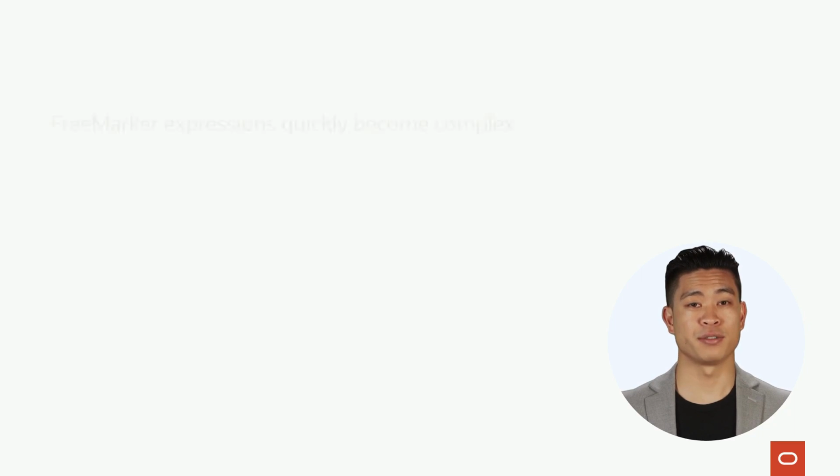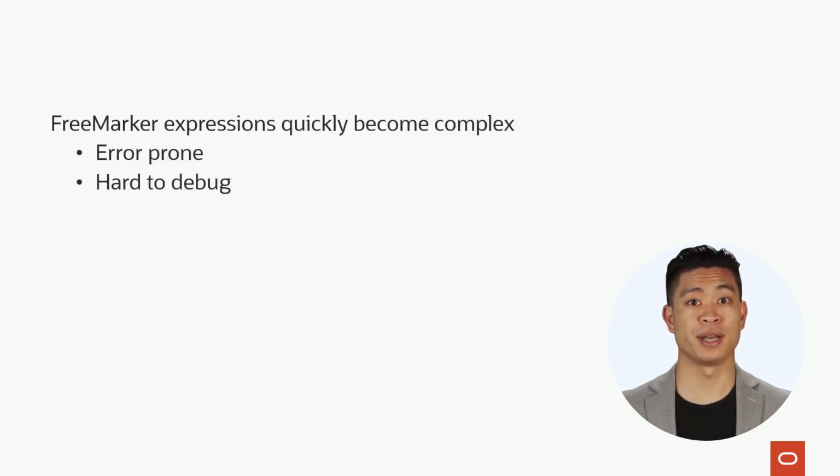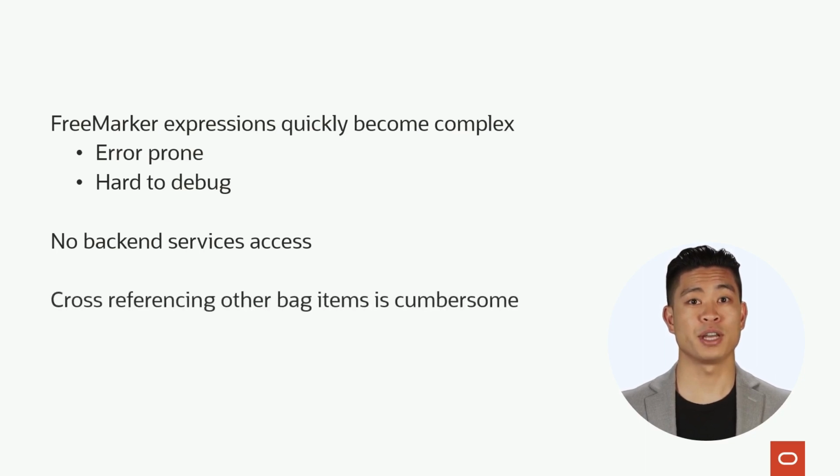But the use of Apache FreeMarker expressions can quickly become complex and prone to errors. If custom validation of a bag item requires back-end service access, then this cannot be done using FreeMarker expressions and will require a dialog flow state that uses a custom component or a REST connector. Furthermore, accessing the values of other bag items can be done, but it requires setting variables along the way, which is not ideal.